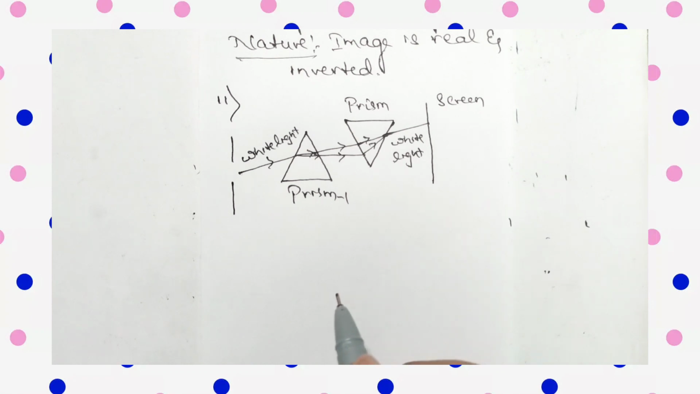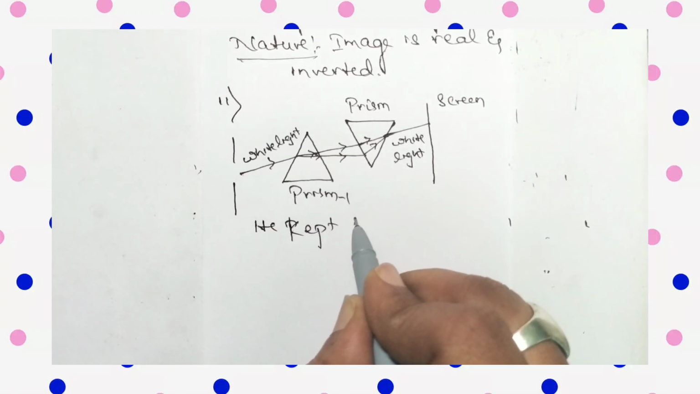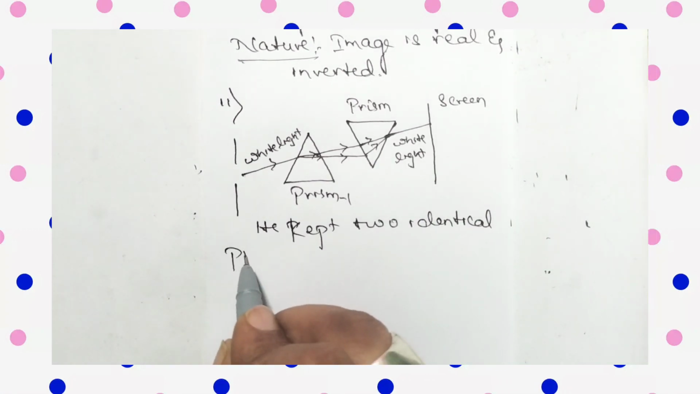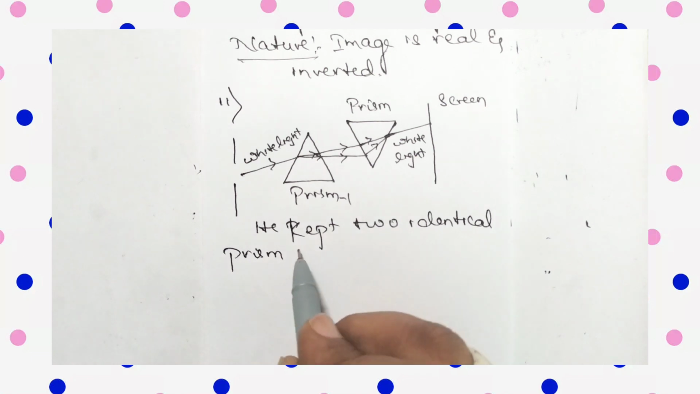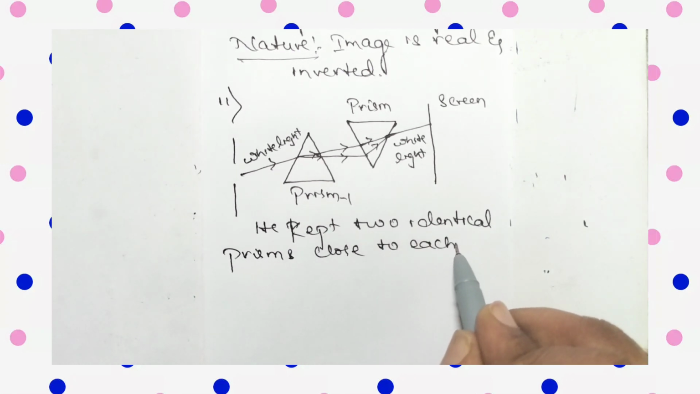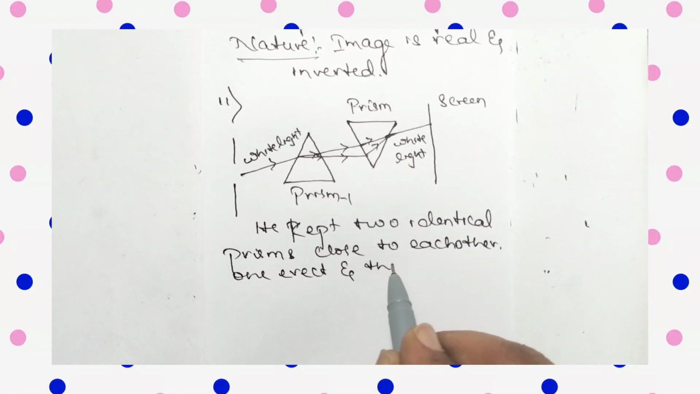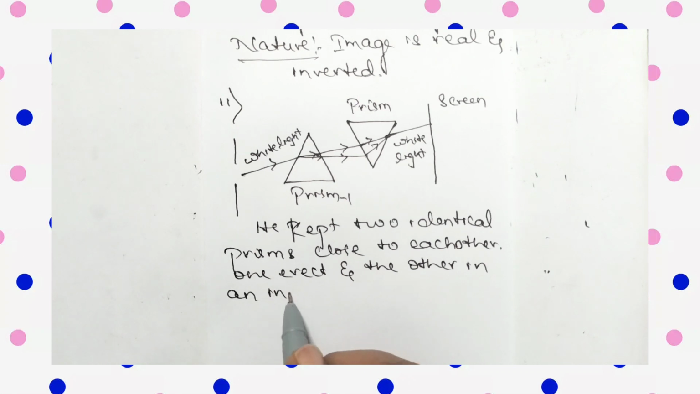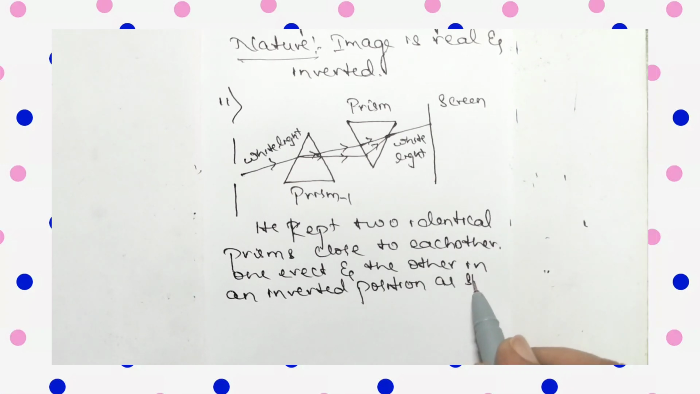So now Newton kept two identical prisms close to each other, one erect and the other in an inverted position, as shown in the figure.